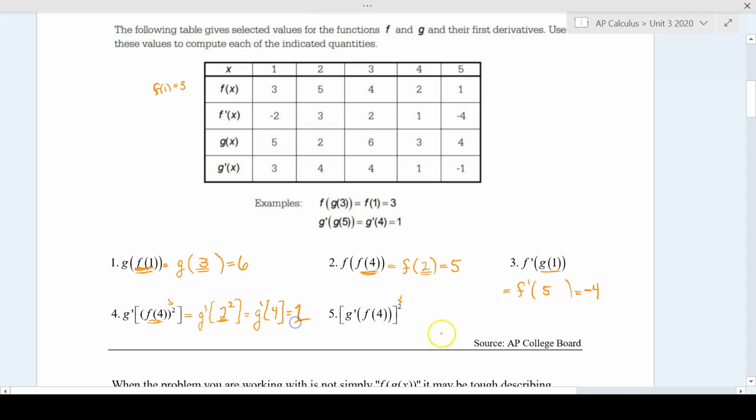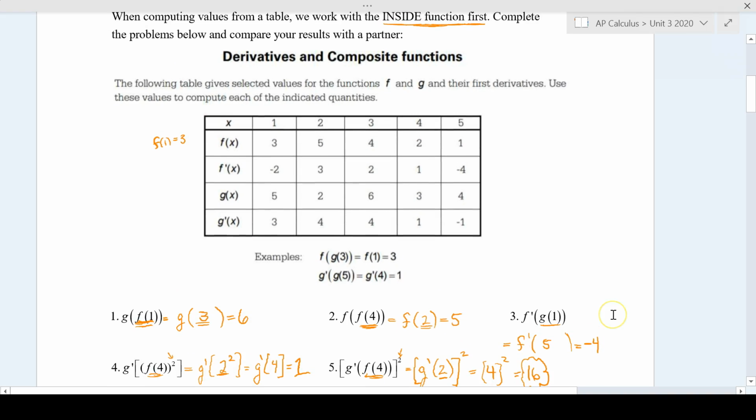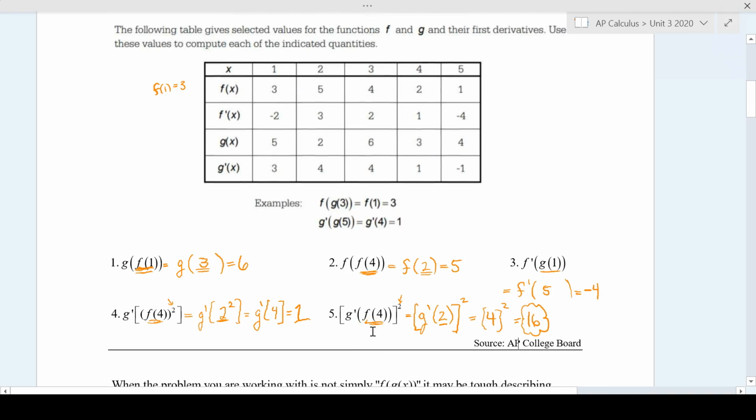The next problem, we're going to work inside and get f of 4. We've already computed f of 4 before. F of 4 is just 2. So this is going to be g prime of 2, but the whole thing is supposed to be squared. Again, we're working inside to outside. So the inside function is g prime of 2. G prime at 2 is 4. Now I have 4, and that 4 is going to get squared, so 16.